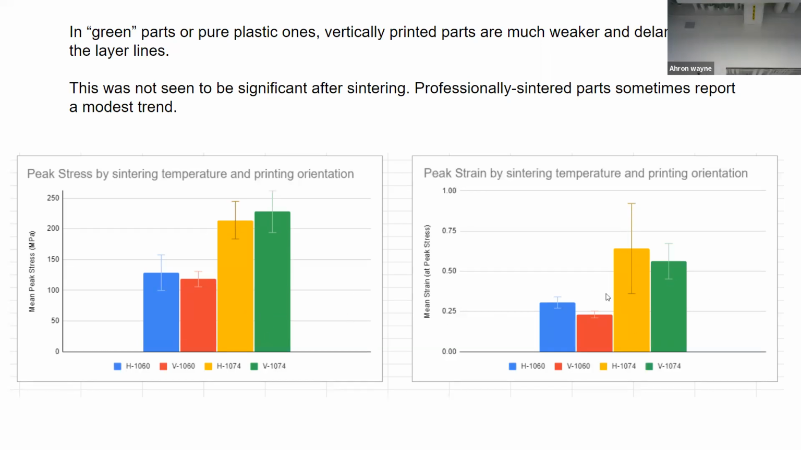There's quite a bit of noise in our data, but it's a pretty unconvincing trend, if there is one, that there's a difference between the printing orientations once you sinter. So that's at least something we don't have to worry about as much. I've had very strong parts that were vertically printed, and I have had weaker parts that were horizontally printed. So, just not really one of the main variables to consider if you're worried about strength.